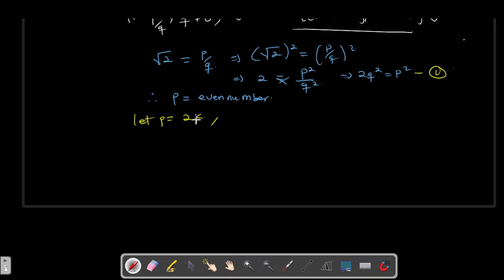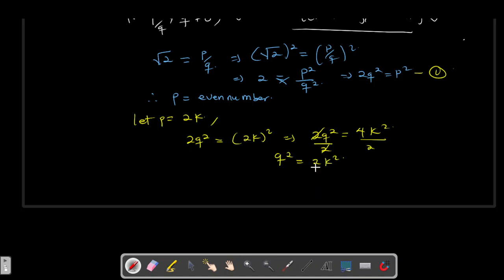So putting p equals 2k into equation 1, what do I do? I'll have 2q squared is equal to, wherever I see p, I'll replace p with 2k. So open brackets, 2k all squared. And this gives me 2q squared is equal to 4k squared. What do I do? I cancel through by 2. I cancel this and I cancel this. Hence, I'll have q squared equal to 2k squared.